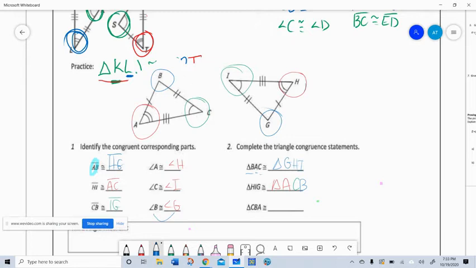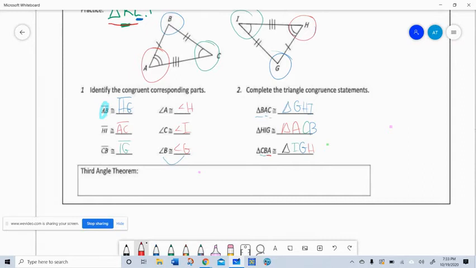And then in a similar way, if we get these to match up, the C, which I have in green, corresponds with I. The B, which I have in blue, corresponds with G. And the A, which I have in red, corresponds with H. So those are my triangle congruence statements there.